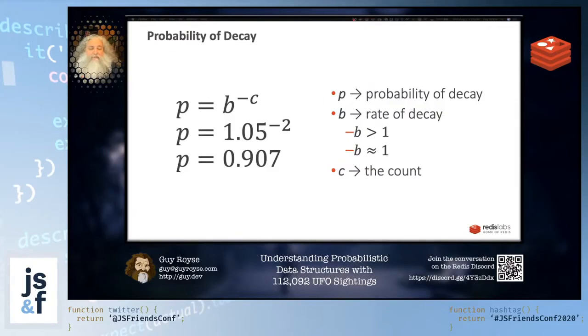What's interesting here is the bigger that C is, the much smaller P becomes, because we're to the power of a negative number. If that count was 1,000, this would be a much, much smaller number, and so it would be much less likely to decay. And that's how Heavy Keeper keeps things that are heavy.